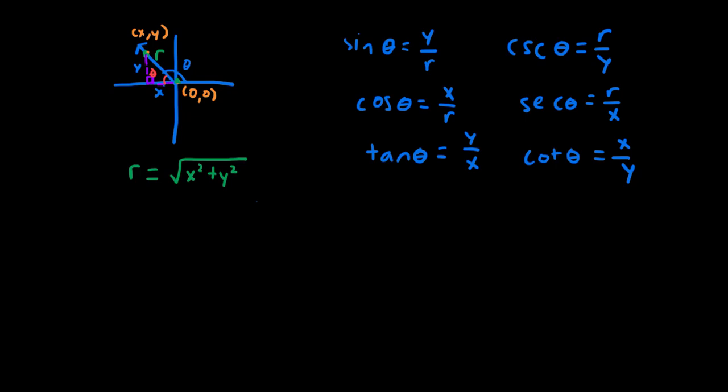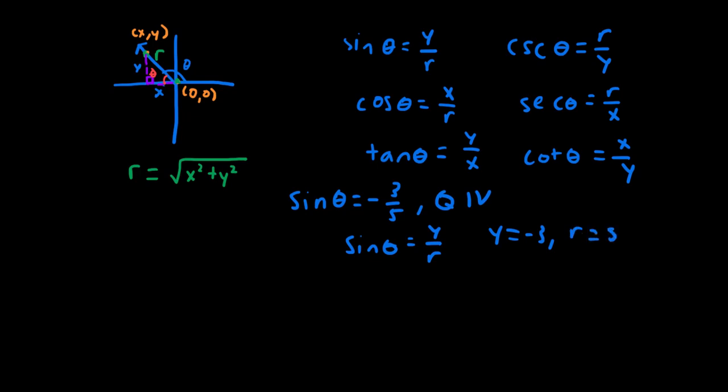So now for our second example, we're given sine of theta equals -3 over 5, and we're in quadrant 4. So we're given that sine equals -3 over 5, and sine equals y over r. So we know that y equals -3 and r equals 5 because the radius is always positive. So if there's a negative, then it has to be either x or y, and in this case, y.